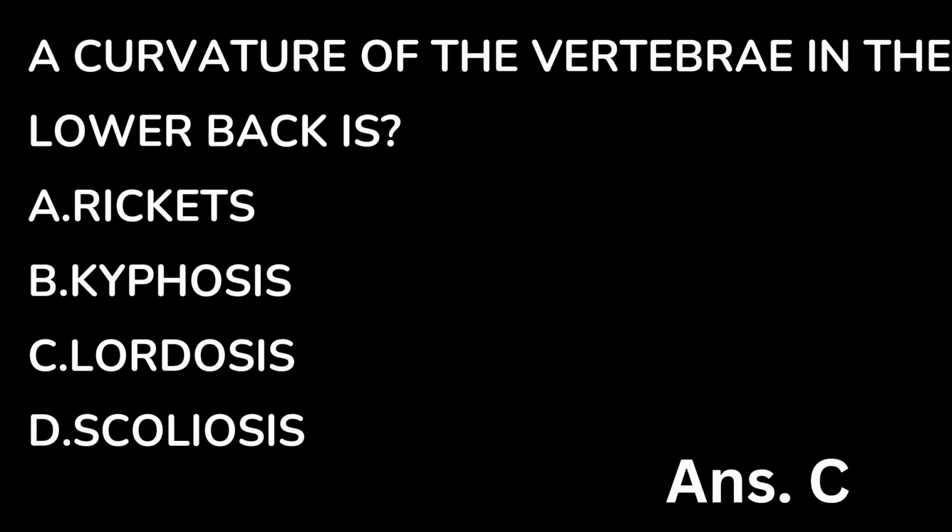Next question. A curvature of the vertebrae in the lower back is option A, rickets; option B, kyphosis; option C, lordosis; and option D, scoliosis. The right answer is option C, that is lordosis. Curvature in the vertebrae in the lower back is lordosis.